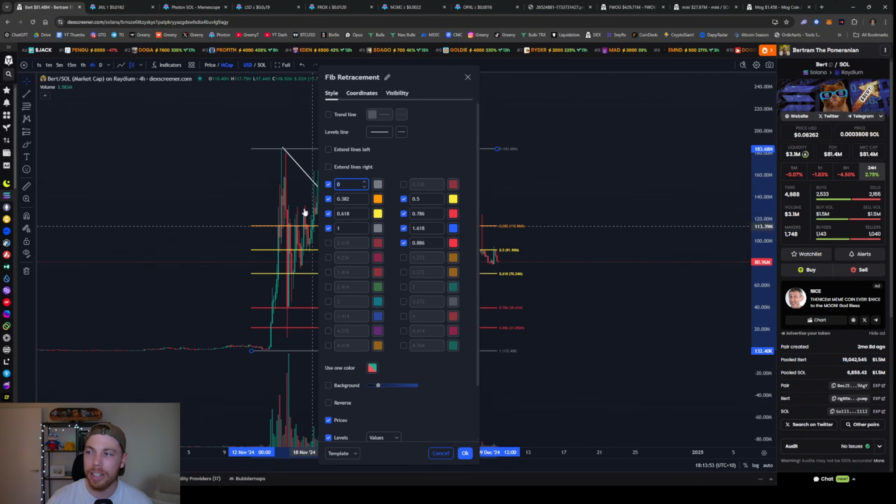I have all of these Fibonacci extension levels or retracement levels. So 0 and 1 are the extremes of the range. Then you have 0.382, 0.5, and 0.618, that's the golden pocket. Then you obviously have the ultimate meme coin buying area, the 0.786 and the 0.886.